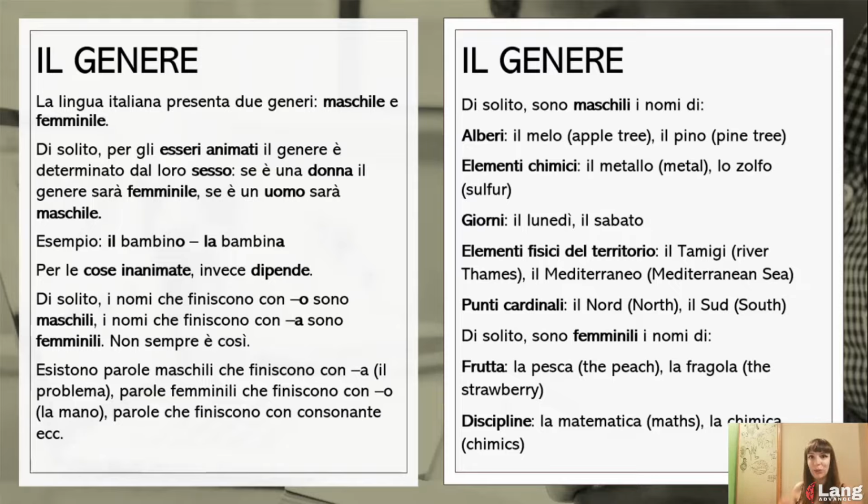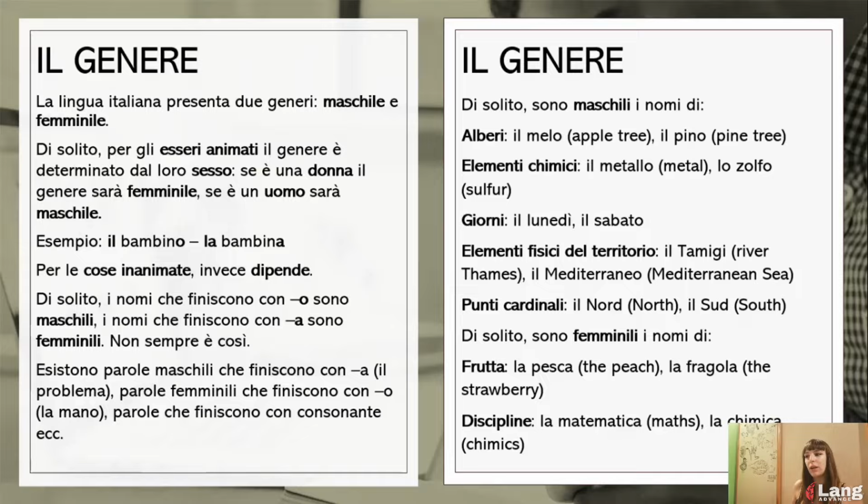So, if we have a woman in front of us, usually the gender will be feminine. If we have a man in front of us, usually the gender will be masculine. Examples. Il bambino, la bambina. I'm sure that some of you already know what bambino is. Bambino means child, so bambino specifically means boy child, and bambina means girl child.